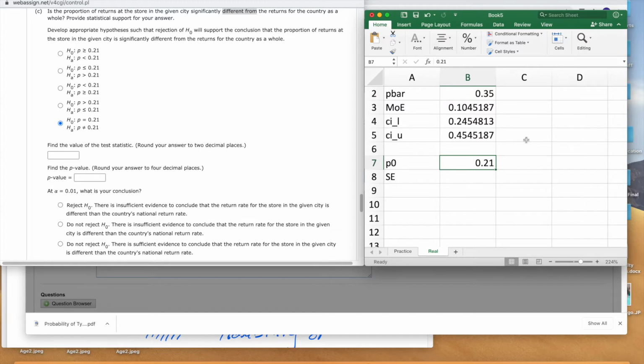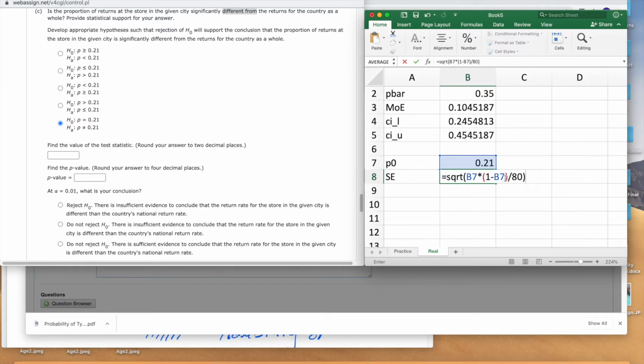If you're doing a hypothesis test, you use the null proportion right here. So the standard error is going to equal the square root of 0.21 times (1 minus 0.21), divided by 80. Notice up here when I was doing the standard deviation, I didn't divide by 80. I just told Excel in the formula that it was 80. This is what it did for us in the background.